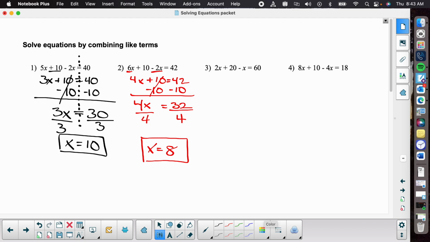That one could be a little bit harder because the regular X can be confusing.